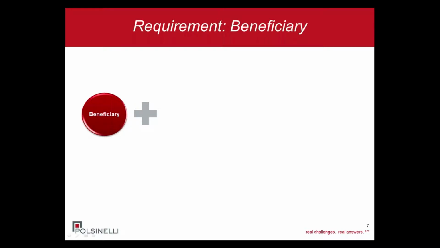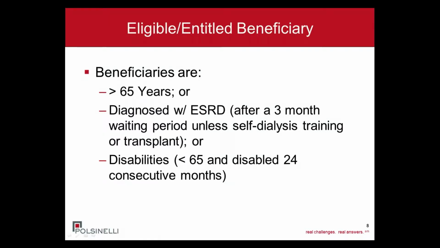The first piece is a relatively obvious one. For Medicare to pay for an item or service, the person who receives the service has to be an eligible and entitled beneficiary. So who falls in that bucket? First, and probably the one most people recognize, is that a person becomes eligible for Medicare when they turn 65.